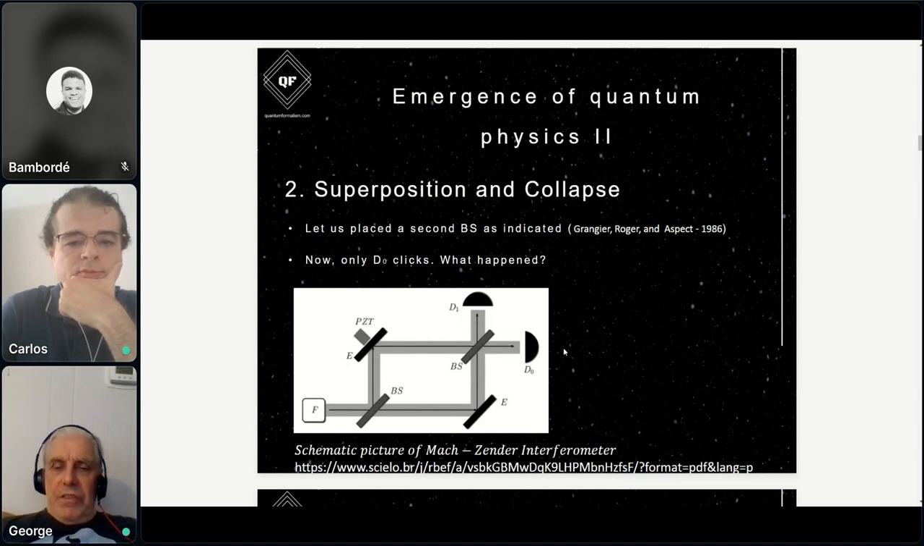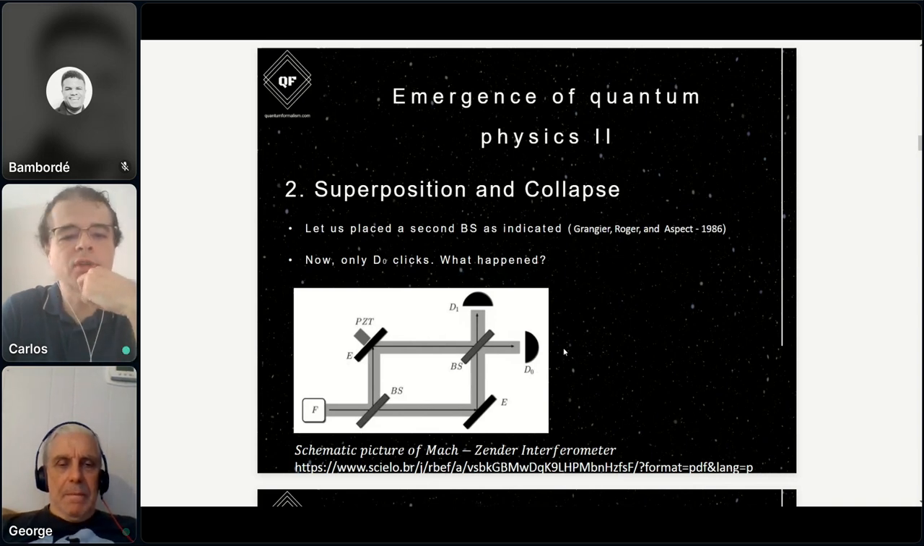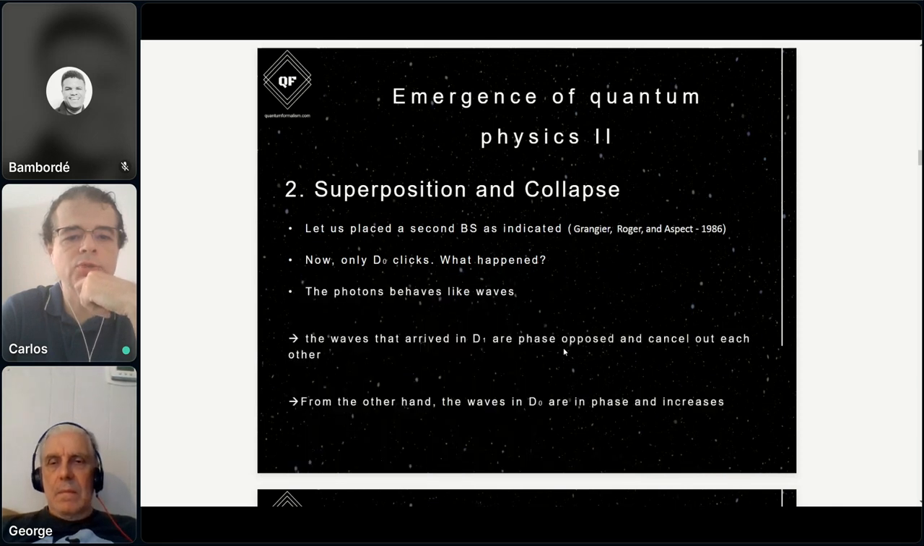There's a question from Diego. What exactly happens inside a beam splitter? How does it place the photon in a superposition of being reflected or transmitted? Yeah, I think I'll explain this now. This is exactly what I'm doing now.